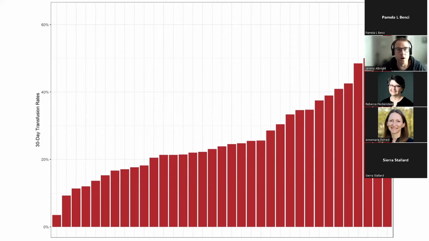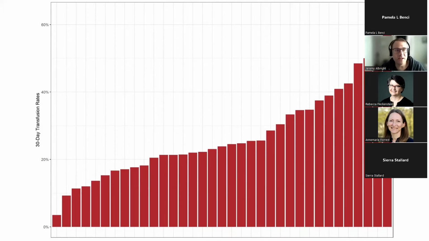So this is just the raw presentation of rates, the percentage of patients who undergo a transfusion within 30 days of the procedure. And you can see just by looking at this figure that there's wide variability, but what this figure isn't going to be telling you is what's going on within the specific hospitals, what the volume is and what the patient mix is.